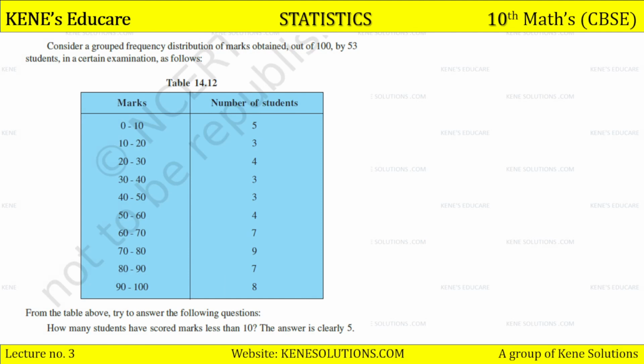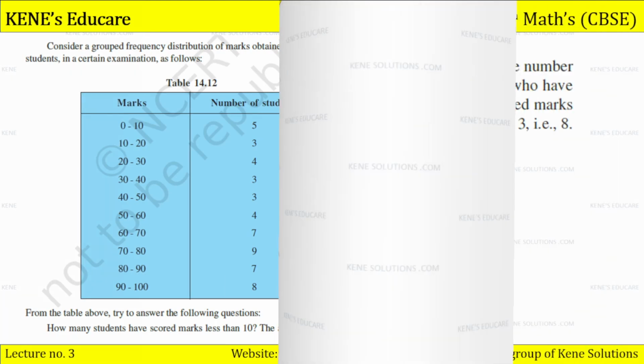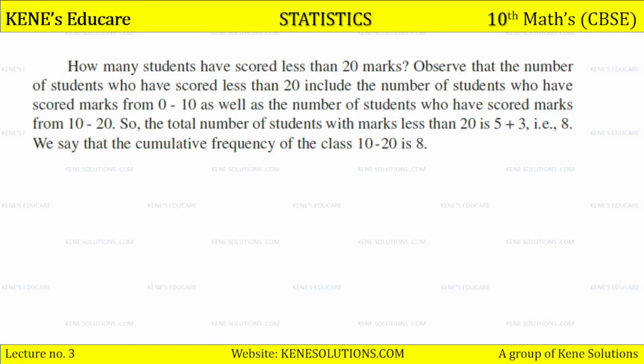How many students have scored less than 20? So 3 plus 5, that is 8. Observe that the number of students who have scored less than 20 includes the number of students who have scored 0 to 10 also. So that's why 5 plus 3, we get 8. So we say that the cumulative frequency of class 10 to 20 is 8.